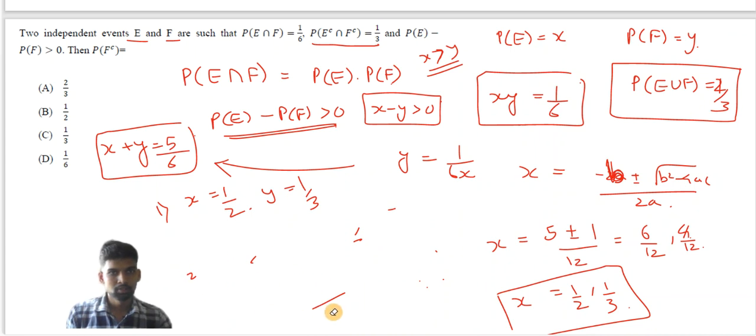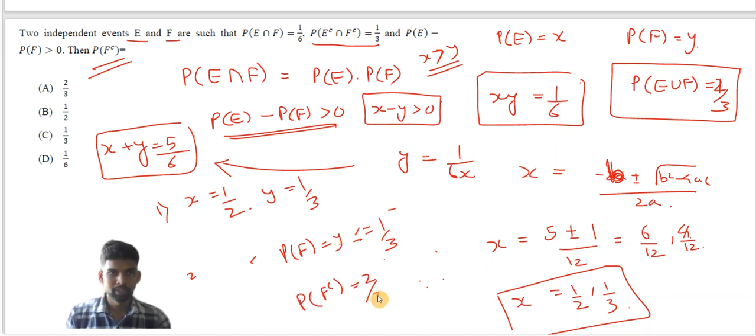So what they are asking is P of F complement. What we have with us is P of F is nothing but y. It is 1 by 3. So P of F complement will be equal to 2 by 3. So A will be the correct answer.